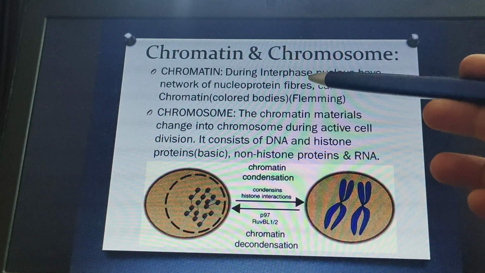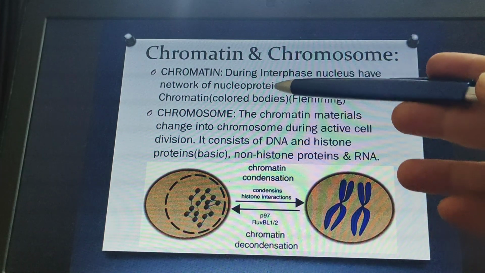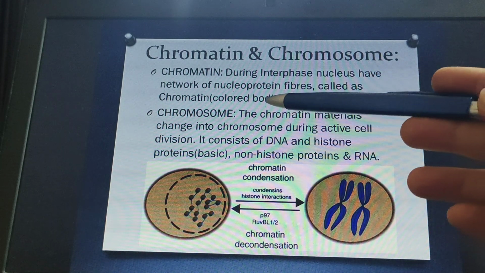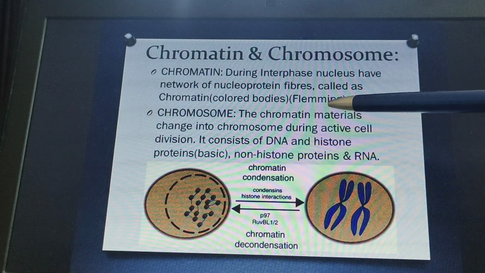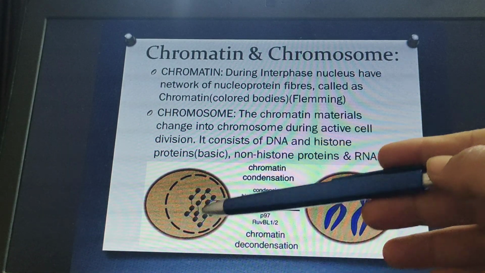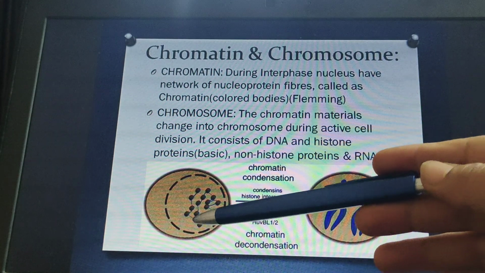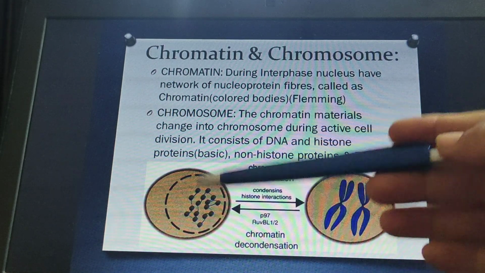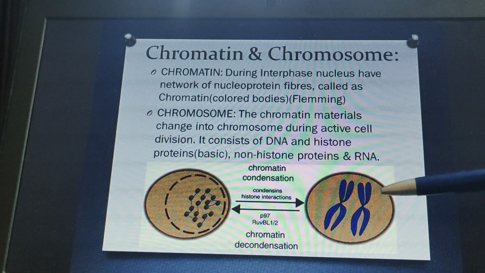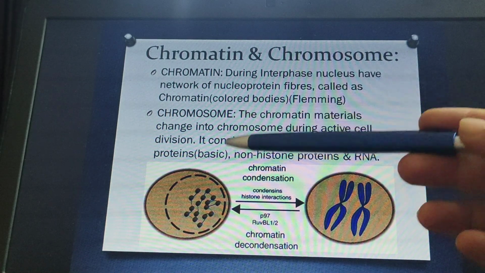During the interphase, when the cell is not dividing, the nucleus has a network of nucleoprotein fibers called chromatin, which means a colored body, and this name was given by the scientist Fleming, who said there are certain colored bodies. So when the cell is not dividing, this is the chromatin, in the form of thread-like colored structures, and when the cell is about to divide, this chromatin material condenses to make the chromosomes. So the chromatin material changes into the chromosomes during active cell division.